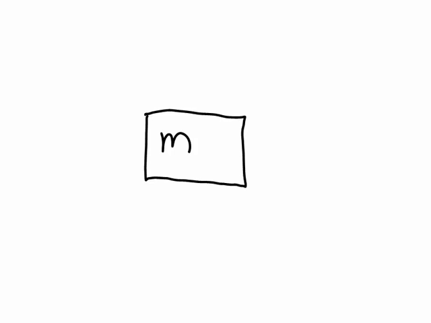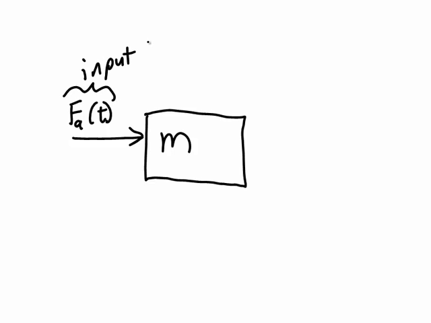For example, we have a force applied by the person. I'll call this Fa of t. This applied force is the input. The output is going to be the velocity of the mass. I'll call that v of t. And I'll make a note that this is the output.